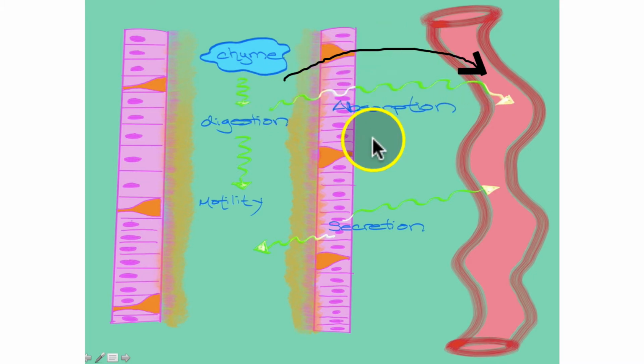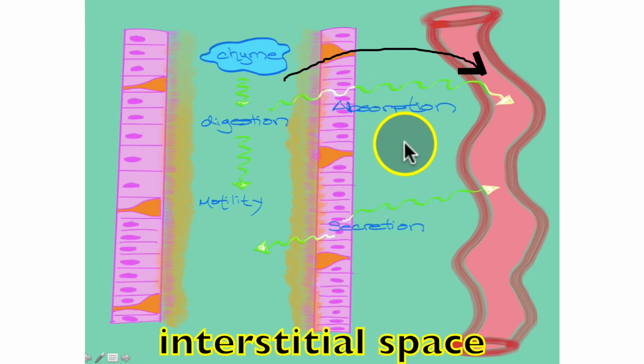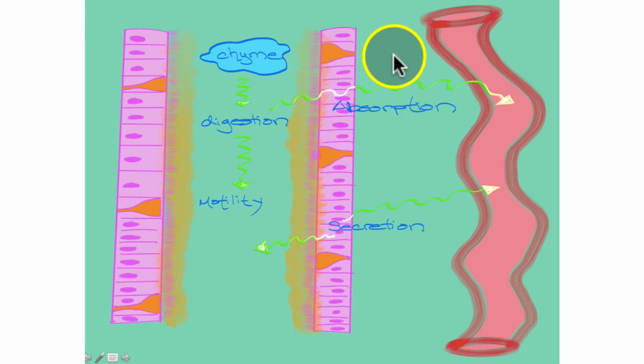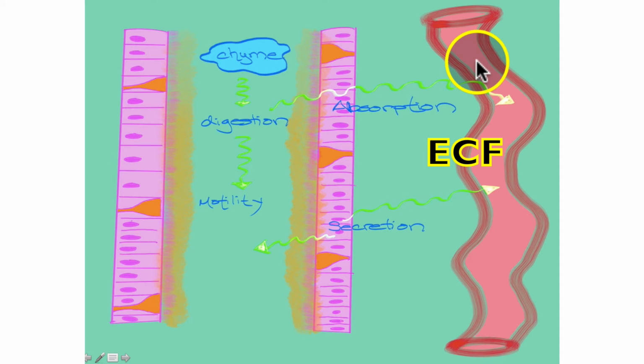So to be clear, this space right here is the interstitial space or interstitial fluid. This right here is the bloodstream or the blood plasma. Extracellular fluid, for review, is made up of interstitial fluid that we see here and the blood plasma, certainly among other fluids in the body. So absorption takes products from the lumen of the GI tract into the bloodstream.